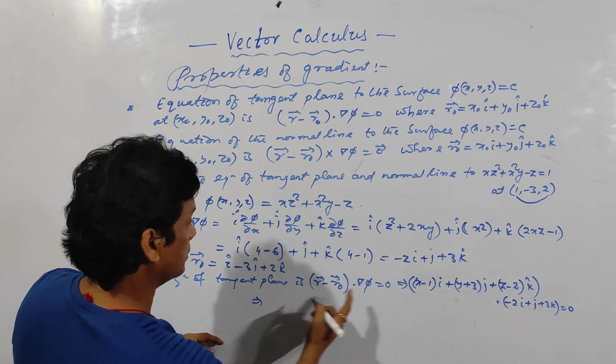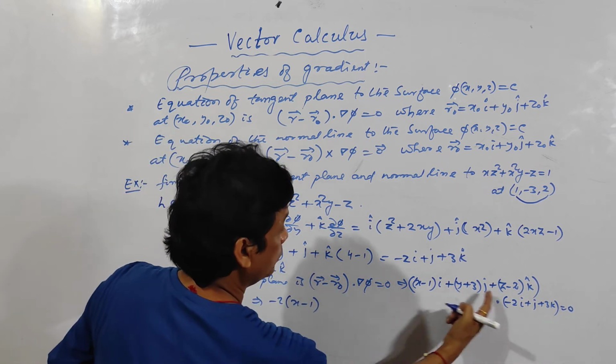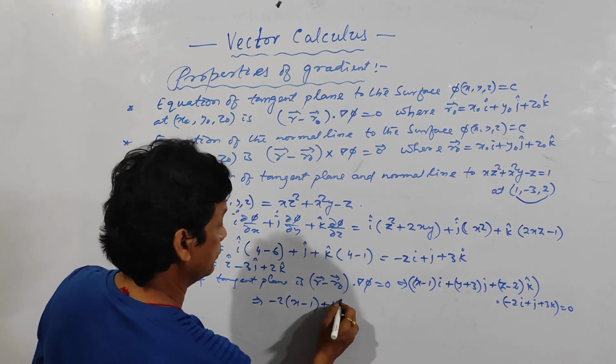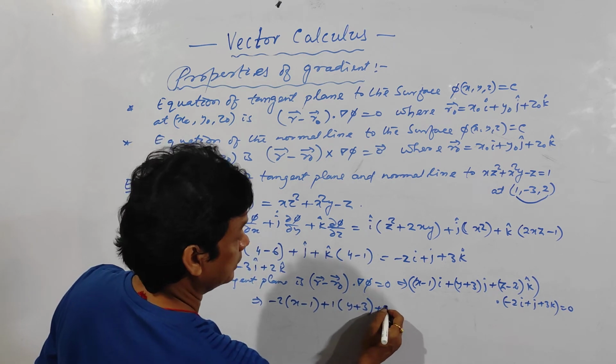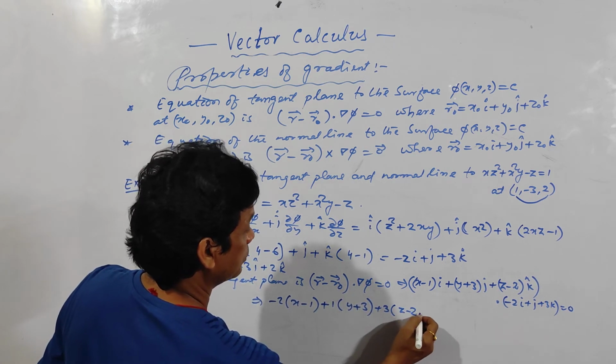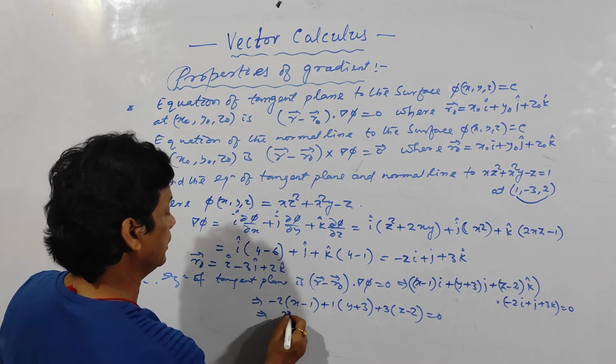So it implies minus 2 into x minus 1 plus 1 into y plus 3 plus 3 into z minus 2 equal to 0. Now you can solve it. After multiplying, you will get the answer.